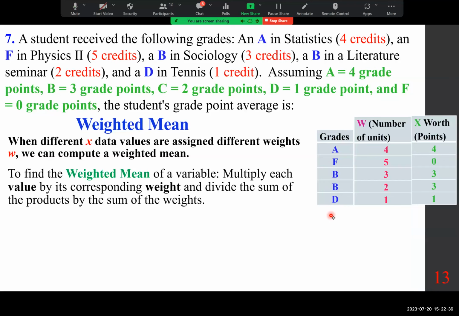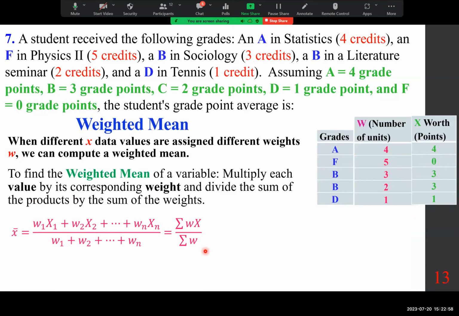So this is the general formula explaining that you're going to multiply these 2 columns and add them up. So 4 times 4, 5 times 0, 3 times 3, 2 times 3, 1 times 1. This is how your GPA is calculated, the weighted average. And then however many units, you add up all these units and that becomes your denominator.